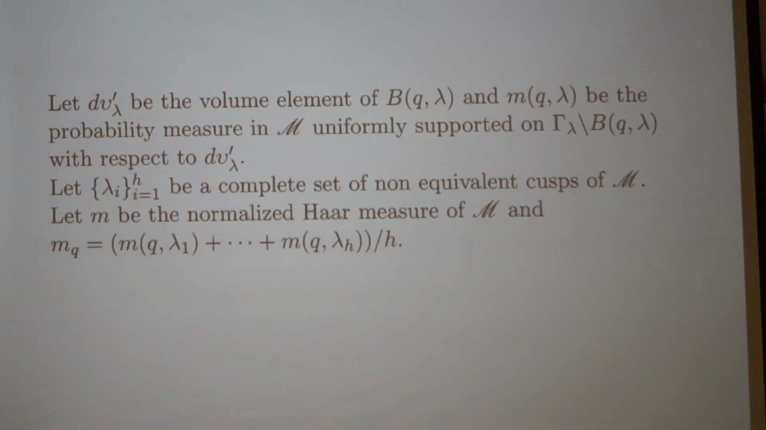So we sum up all these transversal measures and normalize it also to be a hyperbolic probability measure, and we also consider the normalized hyperbolic measure of the Hilbert modular orbifold.